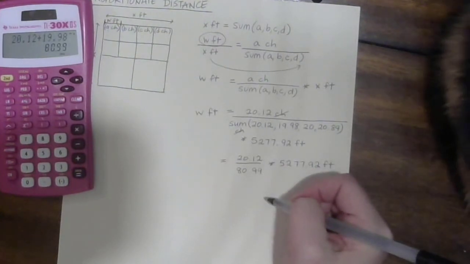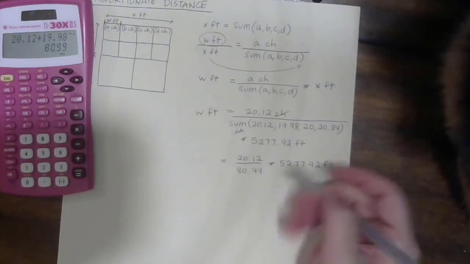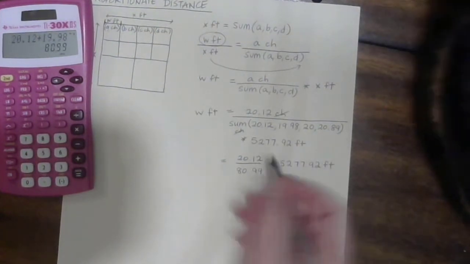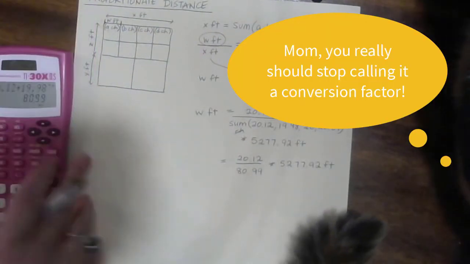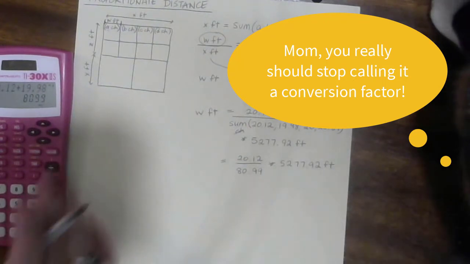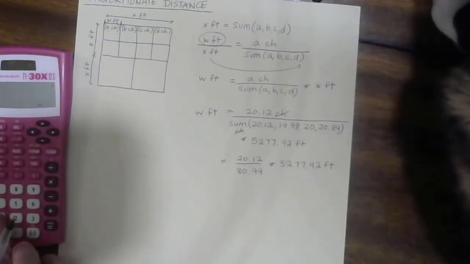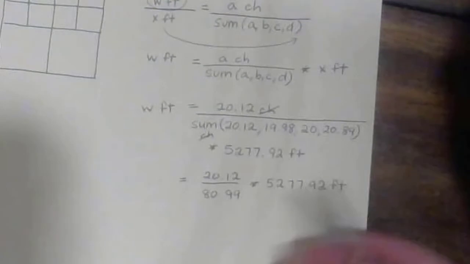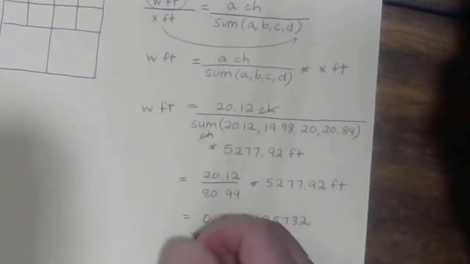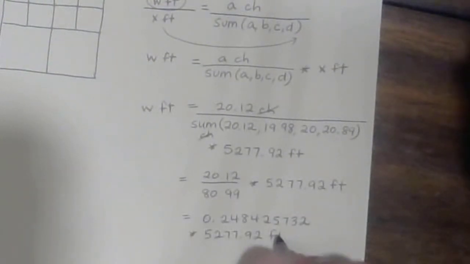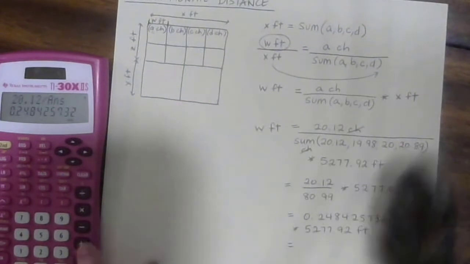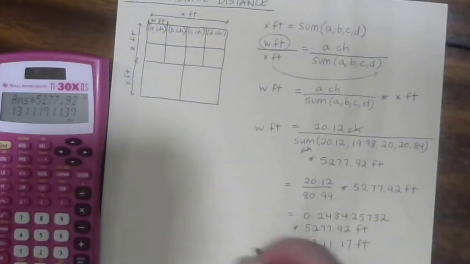This is now a ratio. It's just a conversion factor. It's a unit ratio. So let's say this is, and we get times, so now we have our answer.